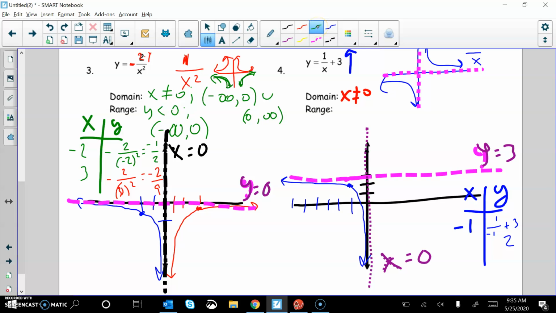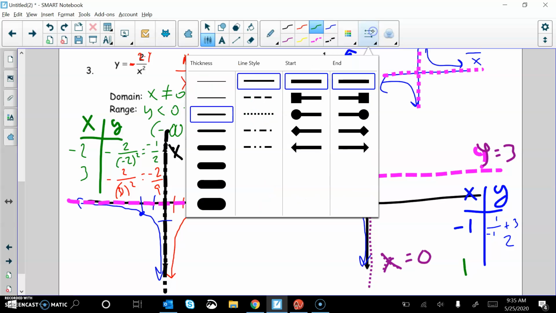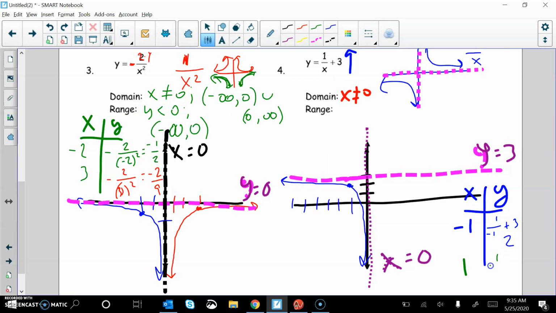On the other side, let's just pick +1. 1 over 1 plus 3, resulting in 4. So at +1, we are at 4. All right. And if you want to plug in more points, the larger the x value gets, the closer to 3 the y value gets. 3.1, 3.01, 3.001, and so on. Pick x values closer and closer to 0, the y values will explode going this way. So there is the graph there.